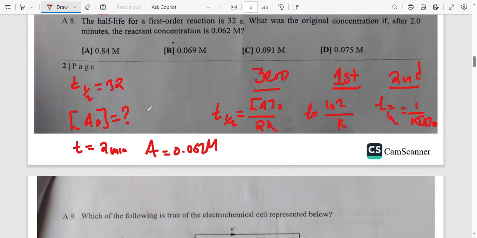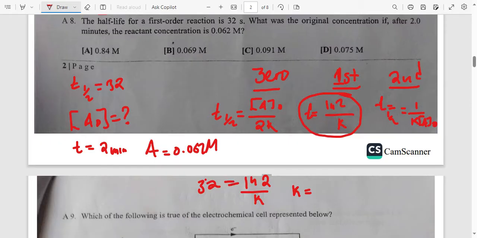So we've been told that the half-life is 32. Because they've told us this is a first order reaction, we'll substitute here. Where there's half-life, we'll put 32, and that should be equal to natural log of 2 divided by k. So your aim is to find the value of k. To find k, it will just be natural log of 2 divided by 32.